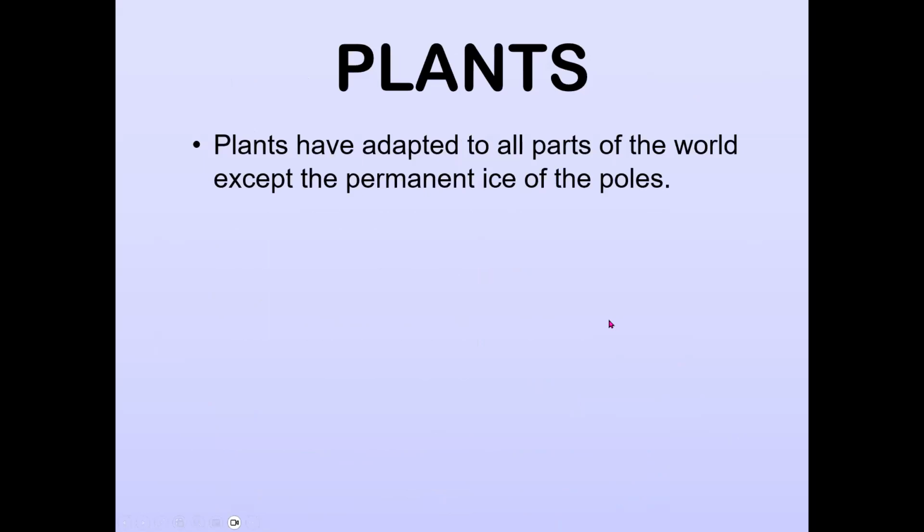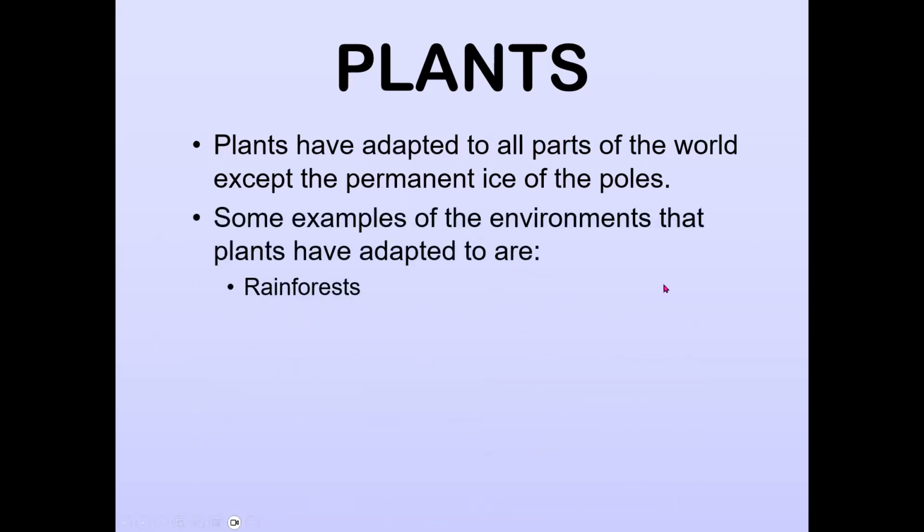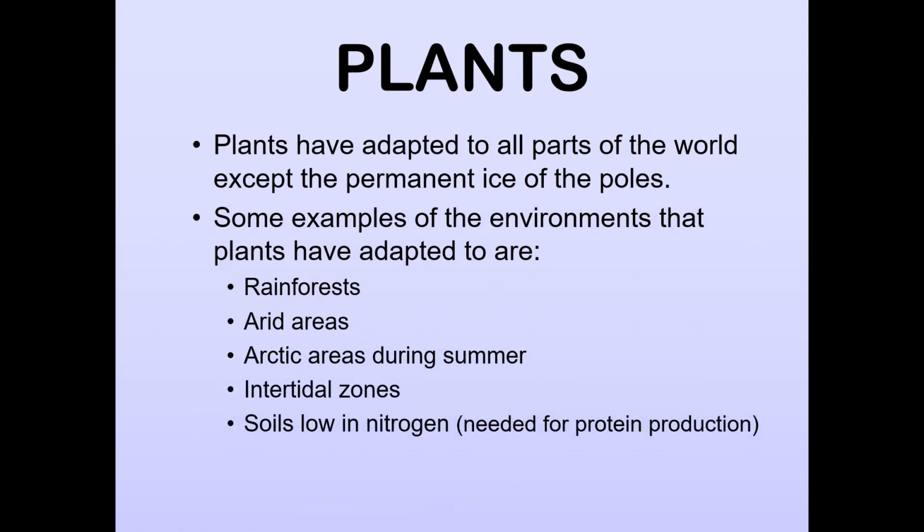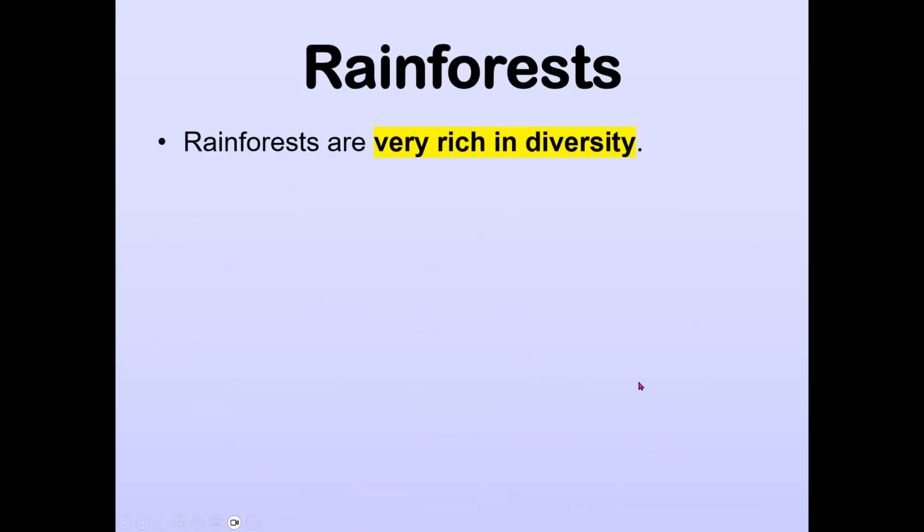So let's have a look at some adaptations from around the world. Now, there are plants everywhere except where the permanent ice is at the poles. Some examples of adaptations in plants I'll have a look at: the rainforests, the arid areas, Arctic areas in summer, the intertidal zones, soils low in nitrogen, and large trees in sandy or shallow soils. I'll spend a little bit of time on each one of these.